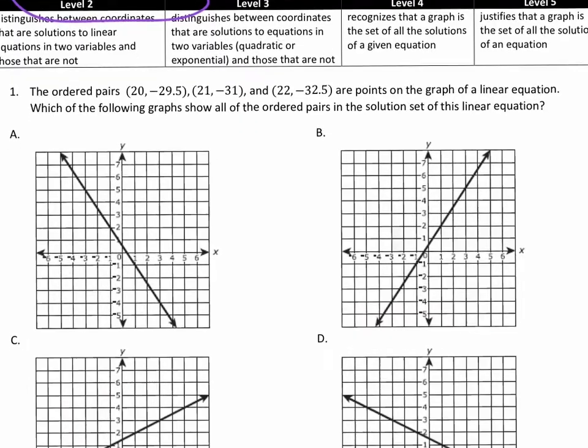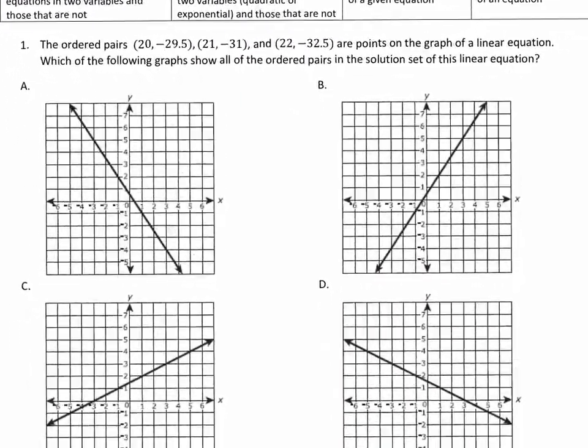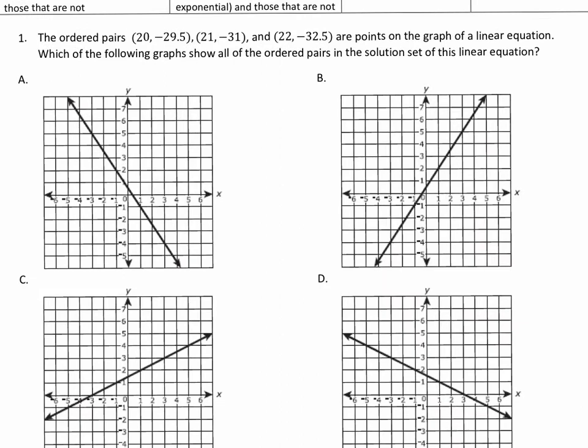Okay, first one on this standard. It asks which ordered pairs are points on the graphs of the linear equations. So let's take a look first at what the ordered pairs are. If I go to 20 on X and down 29.5, I'm going to be going down. I'm not going to be going up. So B and C are definitely wrong. Now let's look at what A and D have to offer.